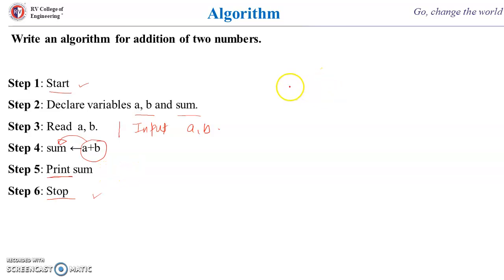So for example if I give a as 10, b as 20, then sum will be 10 plus 20, 30. So read a b means the input a and b should be given by the user, and then sum is equal to a plus b. That means this will perform the addition operation, and the value of a plus b would be assigned to the variable sum. And in this step we are going to display the result, and the sum variable holds the result, and then we have to stop. So this is the algorithm for addition of two number.